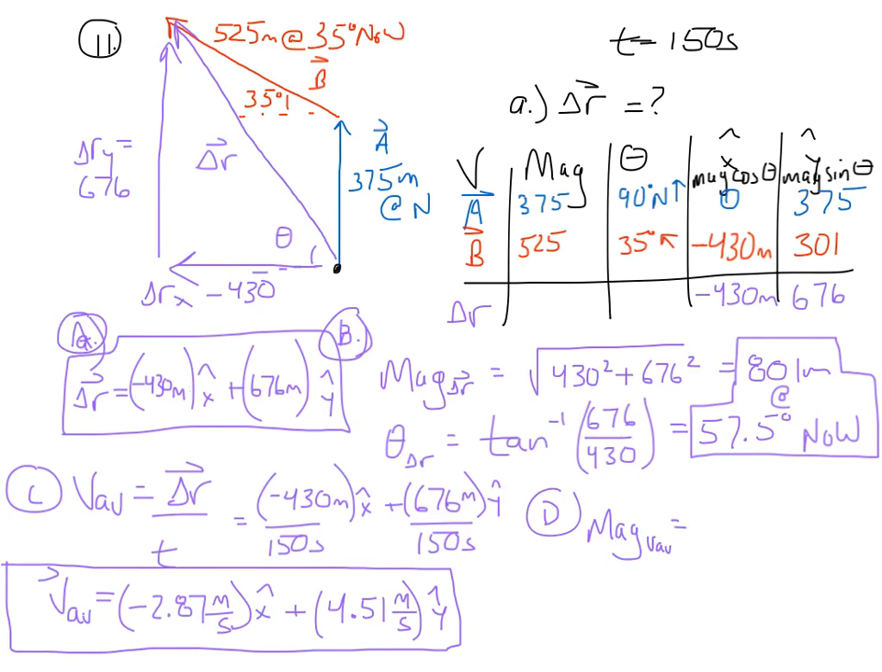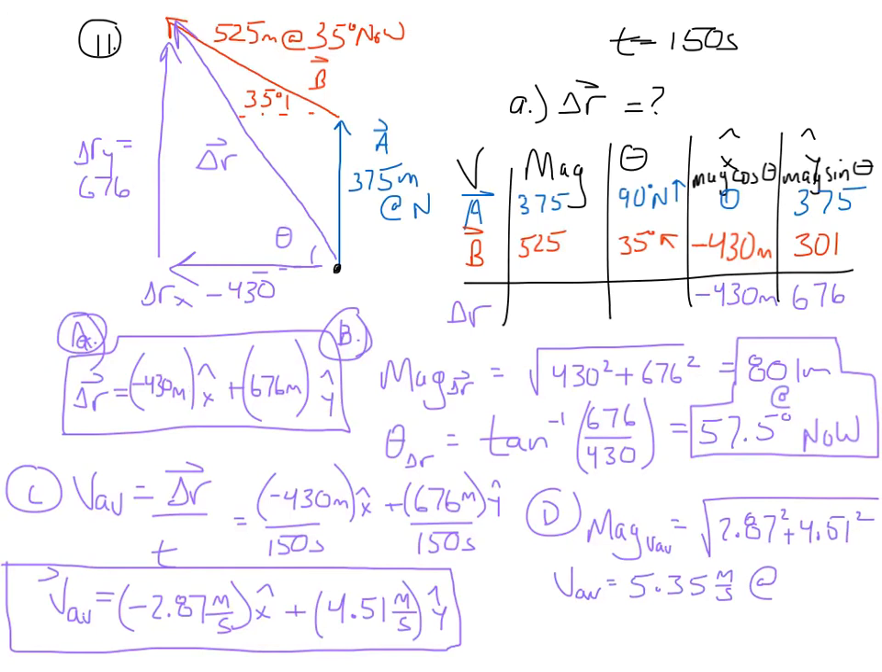Well, if you get the magnitude, you use the Pythagorean theorem, right? Square root of 2.87 squared plus 4.51 squared. That's our x squared value and our y squared value, square root of that. Take the square root, 5.34. So average velocity equals 5.35 meters per second.